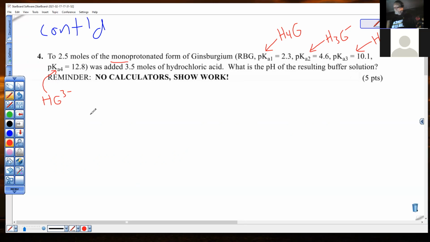All right. So we're starting with the monoprotonated. Which of these has 1 proton? This has 4, this has 3, this has 2, this has 1. That's where you're starting. You're going to do ice problem number 1. You're going to start with HG3 negative. You're going to add a chemical to it. In this case, it says hydrochloric acid.